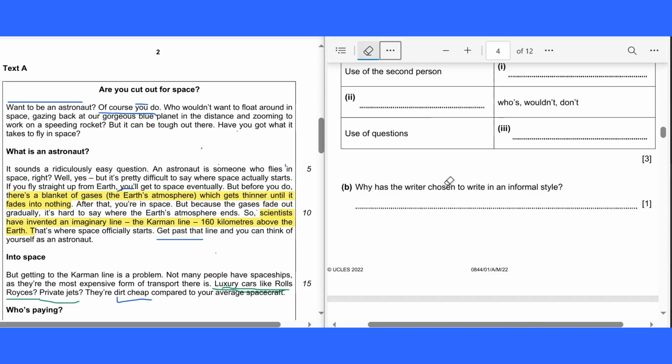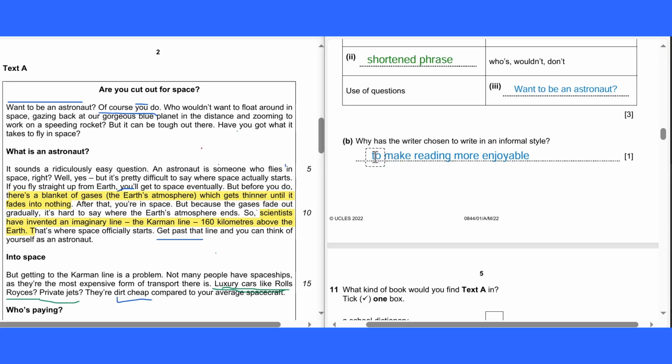Why has the writer chosen to write in an informal style? Okay, 10 seconds from now. Okay, let's check out the correct answer, guys. So an example of a correct answer is to make reading more enjoyable. You can answer any answer related to this. You can write to make it more fun to read, to make it kid friendly, to interest the younger readers.